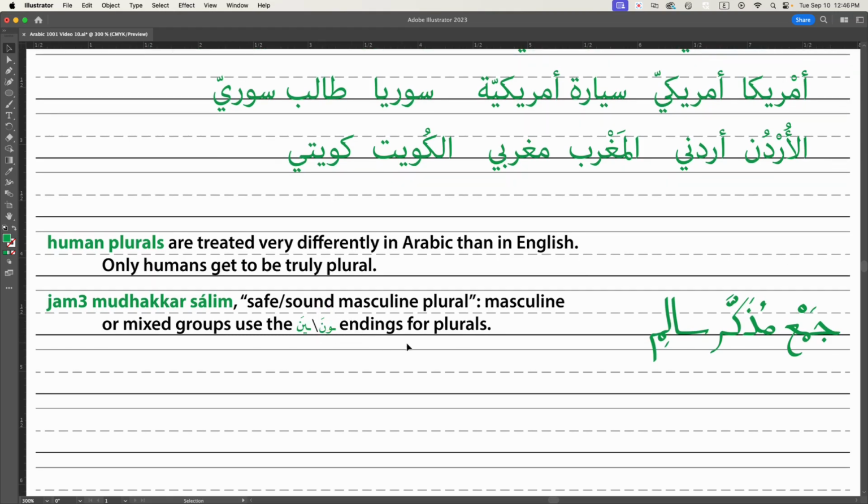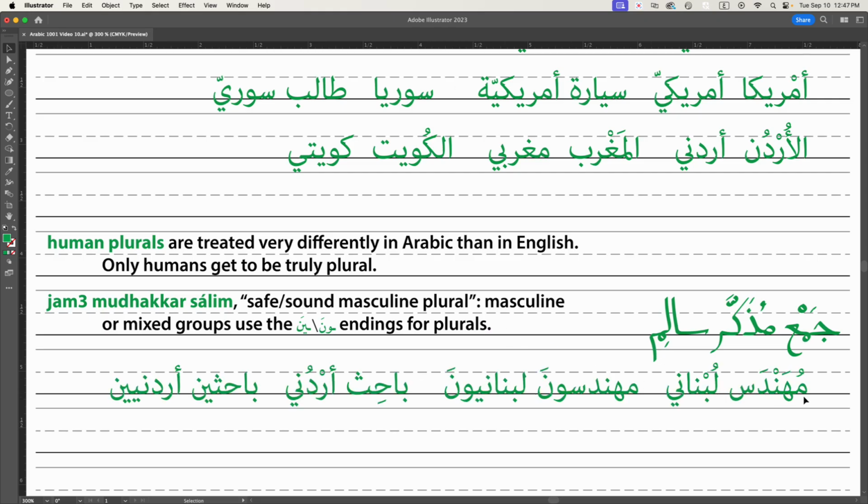So when we have the masculine or mixed group of people, of more than two people, we would use the dual if there was only two of them. We are going to use the una or ina endings for plurals. In spoken Arabic, it's always ina, and it's going to depend upon the grammar of the sentence that the phrase is in, whether it's una or ina in formal Arabic. If you just go with ina all the time, no one is really going to bat an eye about it.